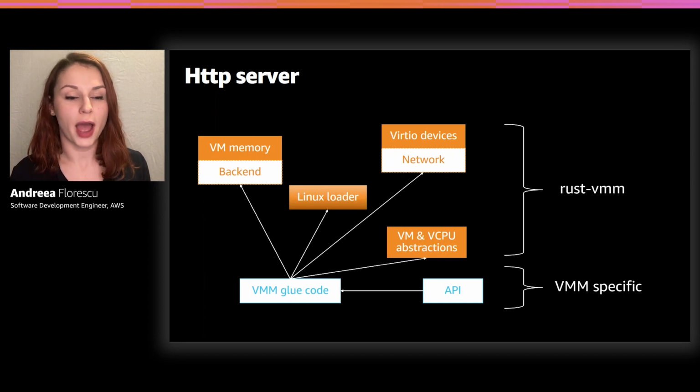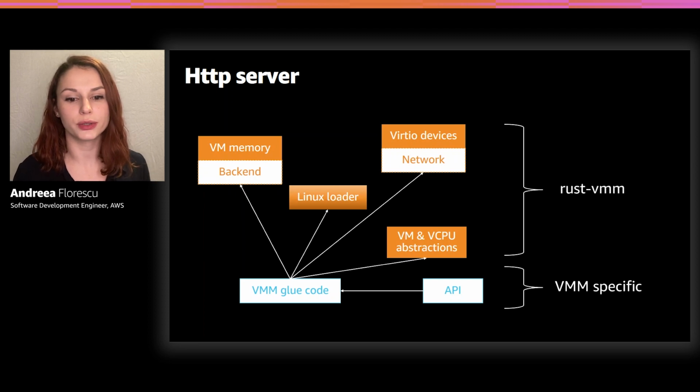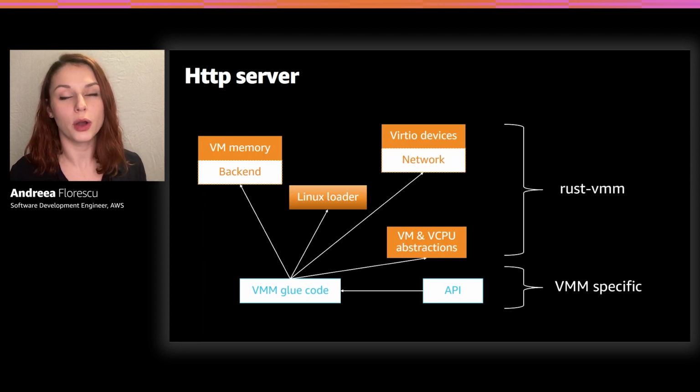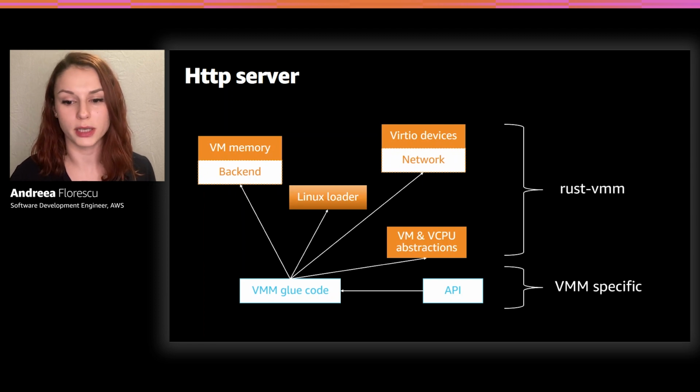And to actually build the VMM, we only had to write some glue code in order to make these components work together. And also, we rewrote an API. So what you saw as the command line parameters that we passed, that's the API. And it was just really, really minimal. And these are the only things that are VMM specific. And everything else can be consumed from Rust-vmm.